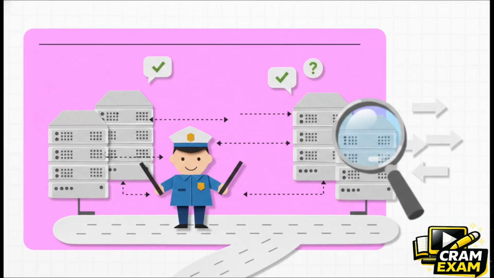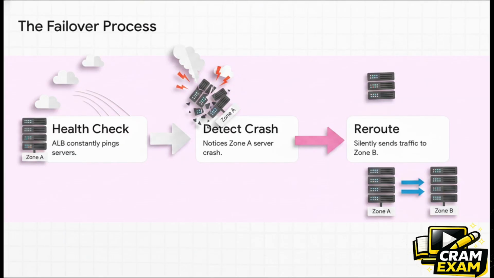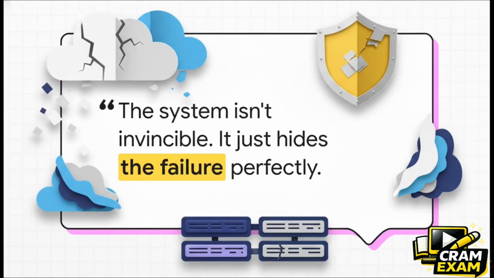But here's the thing. Servers can't do this alone. You need a traffic cop. So you put an application load balancer right in front of them. This load balancer is constantly pinging the servers, basically asking, hey, are you healthy? Are you still there? Now, imagine this happening in your system. The load balancer detects that a server in Zone A just crashed. It stops sending traffic there in a fraction of a second, and it silently reroutes all new traffic straight over to the surviving servers in Zone B. The system isn't actually invincible. It just hides the failure perfectly from the end user. Let that sink in for a second. That is the real magic of this architecture.